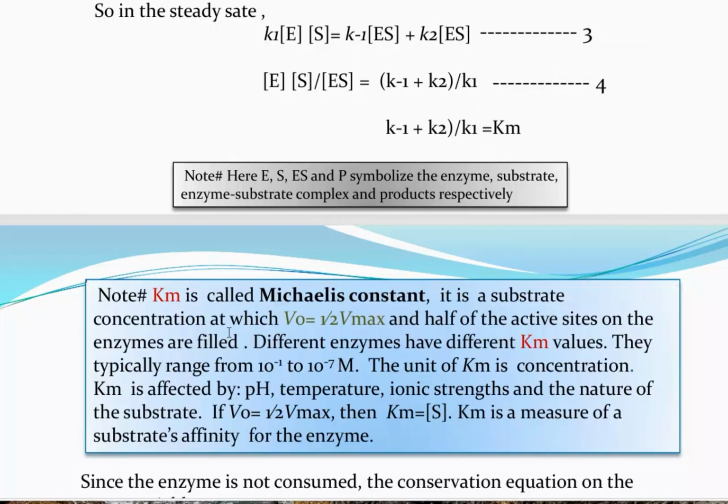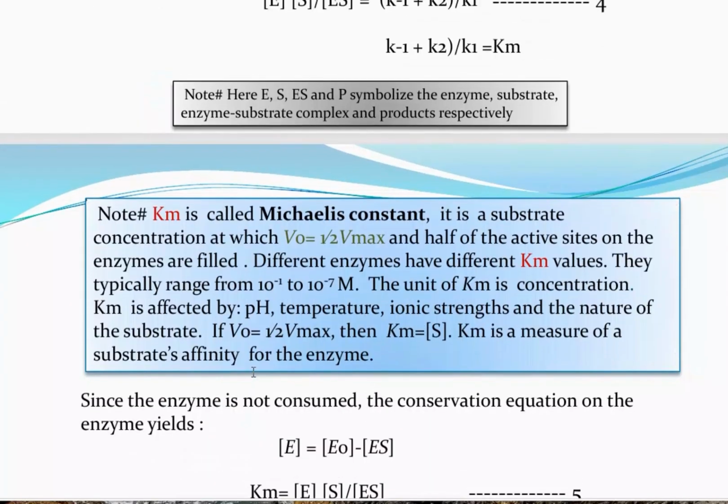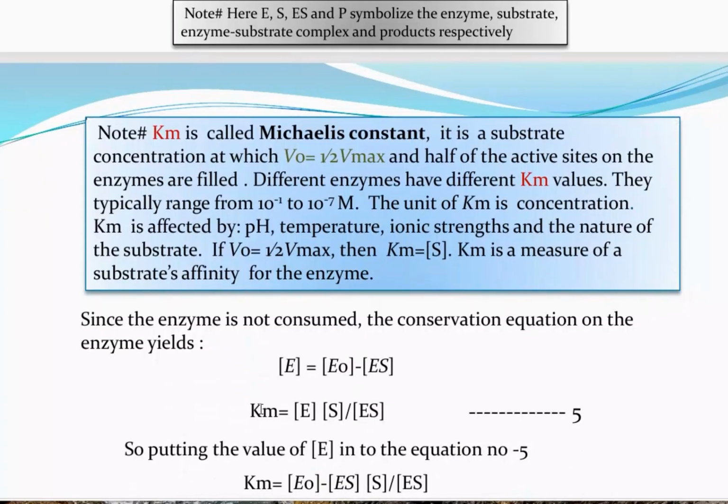Now this Km is called the Michaelis-Menten constant. It is the substrate concentration at which V0 is half Vmax, that is, half of the active sites of the enzyme are filled. Different enzymes have different Km values. They typically range from 10 to the power minus 1 to 10 to the power minus 7. The unit of Km is concentration. Km is affected by temperature, pH, ionic strength, and the nature of the substrate. So if V0 is equal to half Vmax, then Km is equal to S. So Km measures the substrate affinity of the enzyme.